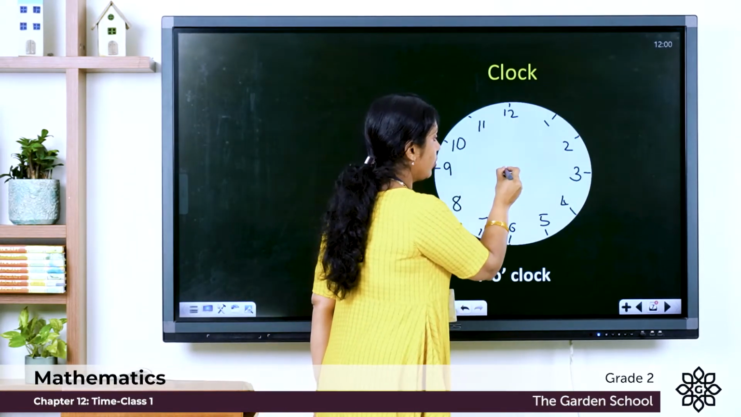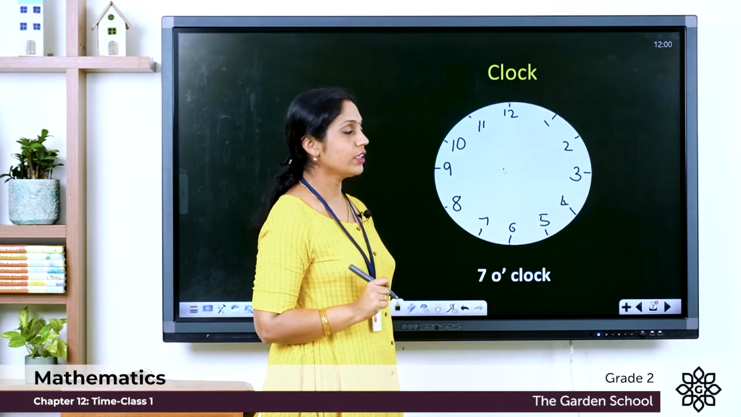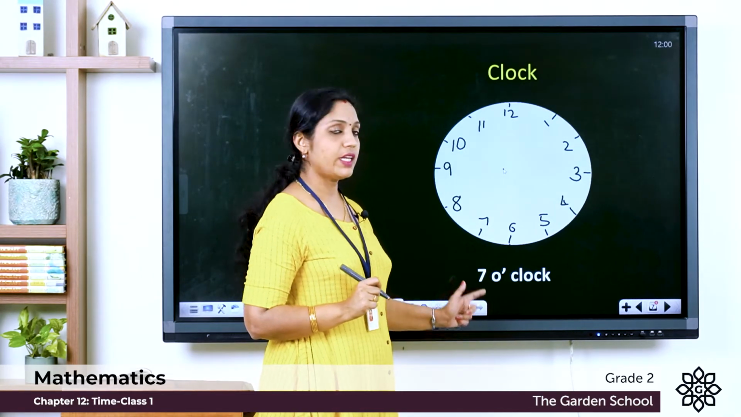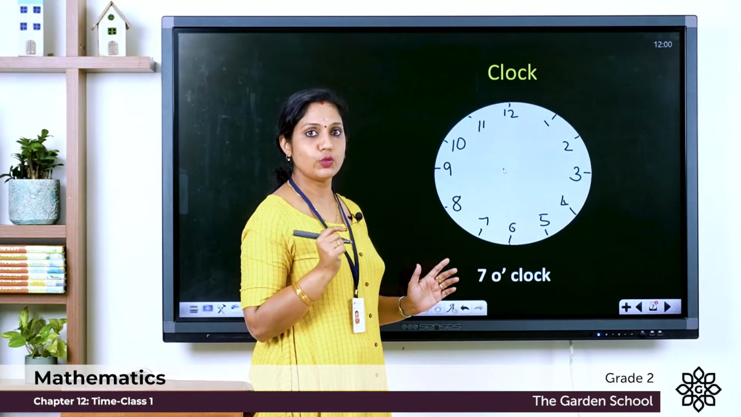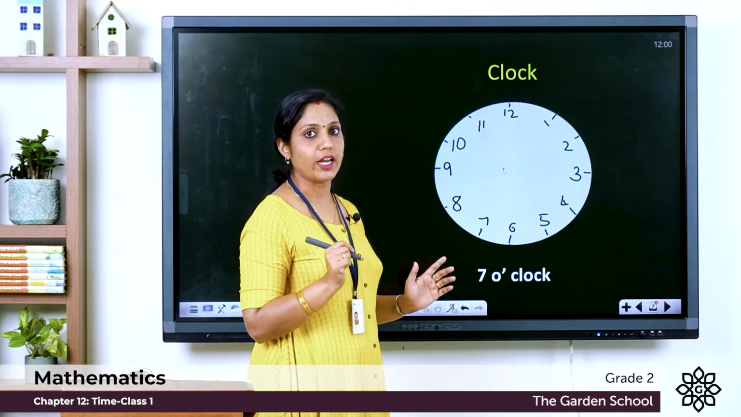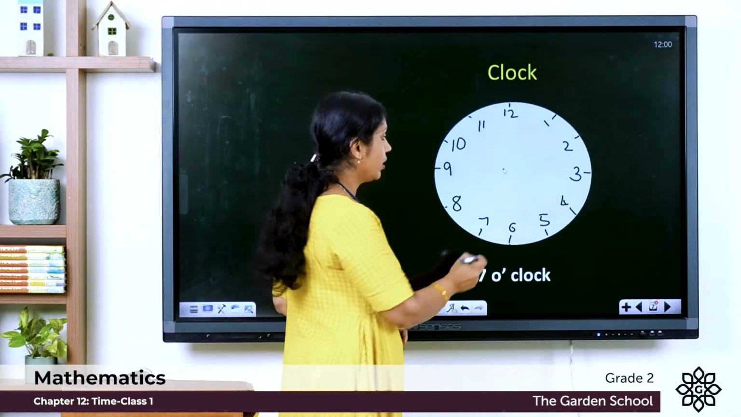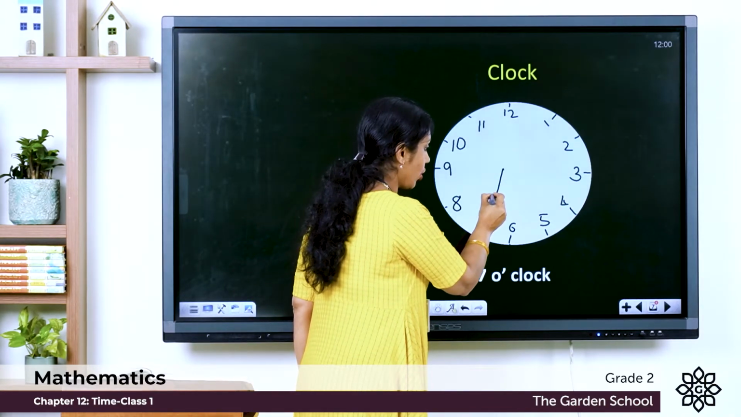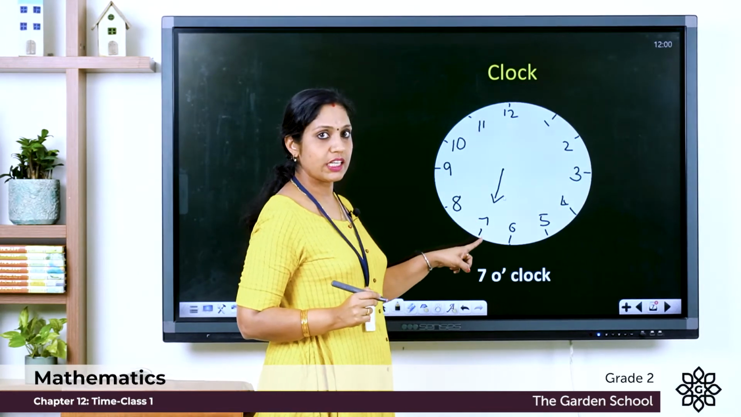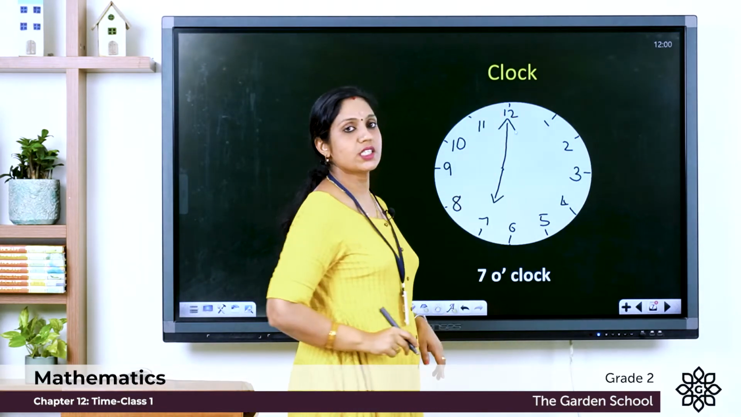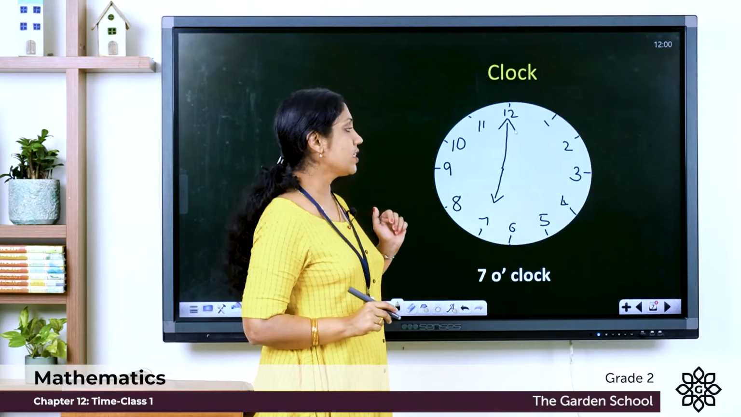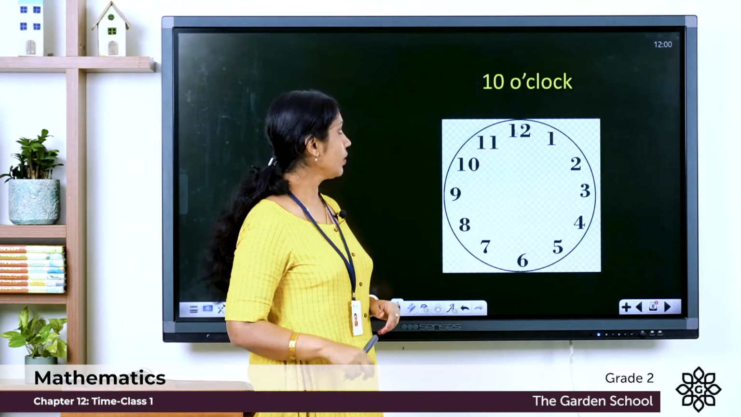This is the point where the hands should begin. So 7 o'clock means the hour hand should be on 7 and the minute hand should be on 12. So the hour hand, that is the short hand, should point towards 7, and the minute hand, that is the longer hand, should point towards 12. Now we can say that this is 7 o'clock.